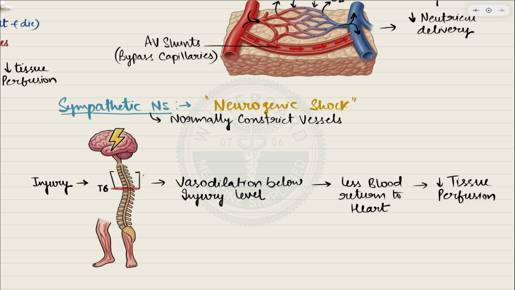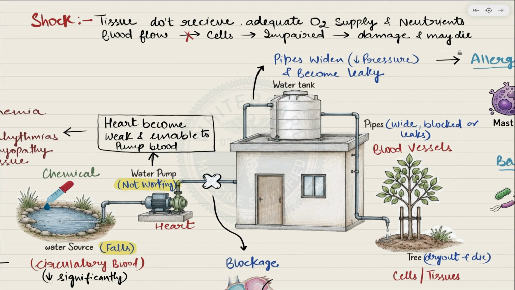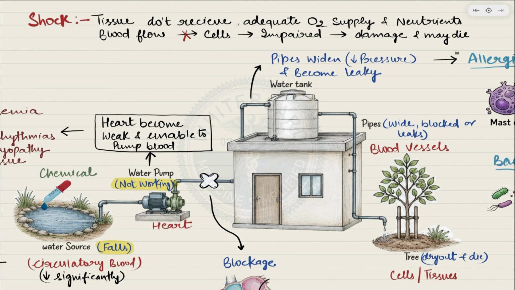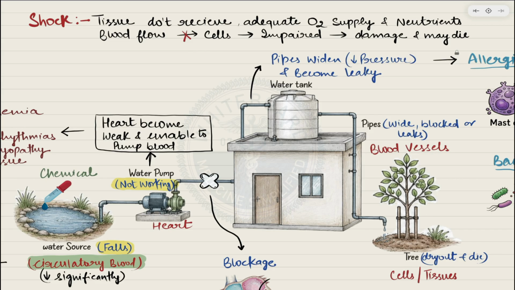To answer this, let us once again return to our water supply analogy. For the tree to receive a continuous and adequate supply of water, three major components must function properly. First, there must be an adequate water source. Similarly, our body must have an adequate amount of circulating blood. This blood not only fills the blood vessels, but also carries oxygen and nutrients to the tissues and removes waste products from them. Second, the pump itself must function properly.